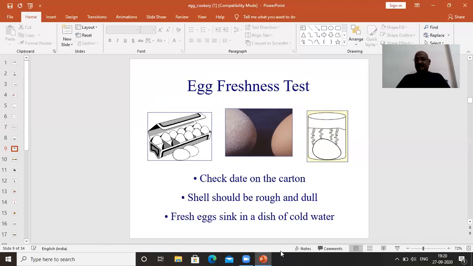So another simple method is, as I said, shaking of the egg. When you shake the egg, and if it makes too much noise, that means it will spoil, because the water content is more, and the yolk is also separated from the white.